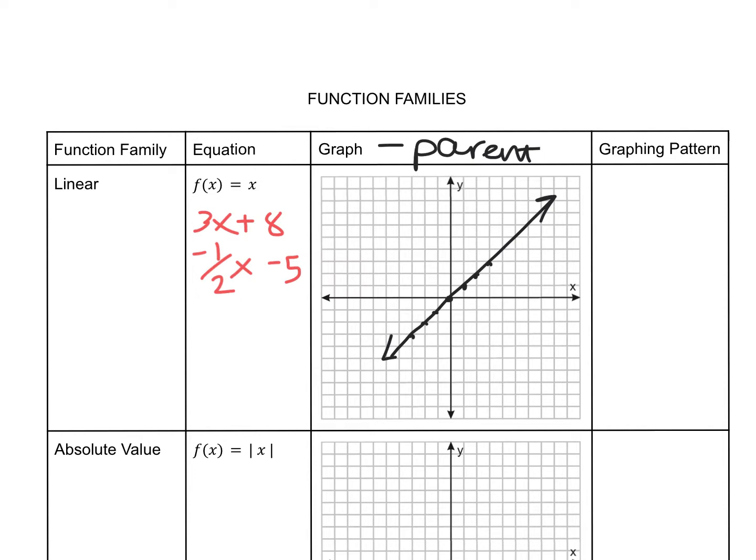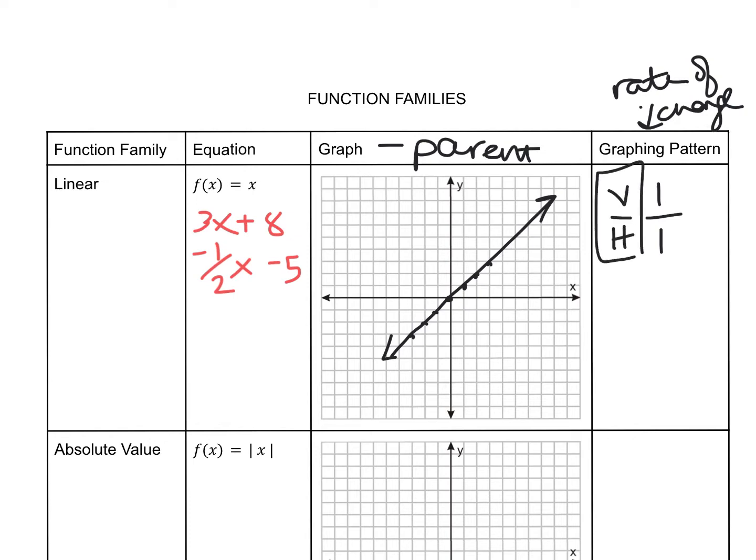Okay, when we say graphing pattern, this is where I'm going to talk about the rate of change because they all have different patterns. So linear has this, you're going to hear me refer to it as 1/1, but it is the vertical over the horizontal change. That is what rate of change is, vertical over horizontal. We've talked about that already.